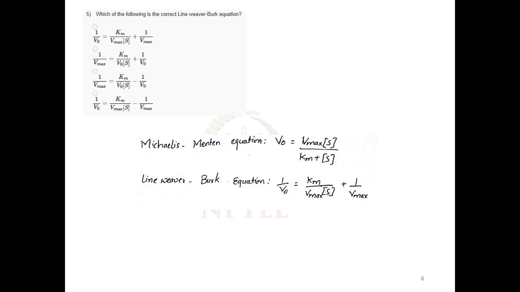v equal to v0, v0 equal to v max into s by km plus s, and just make it reciprocal. If you make the reciprocal, 1 by v0 equal to km by v max into s plus 1 by v max, so y equal to mx plus c. In this equation you can put all the values, and you can get the velocity of the rate of your reactions.